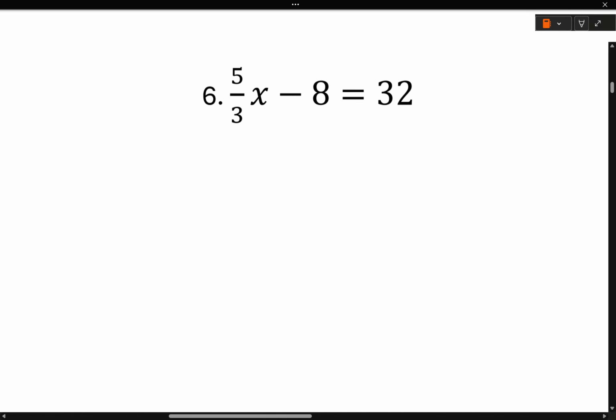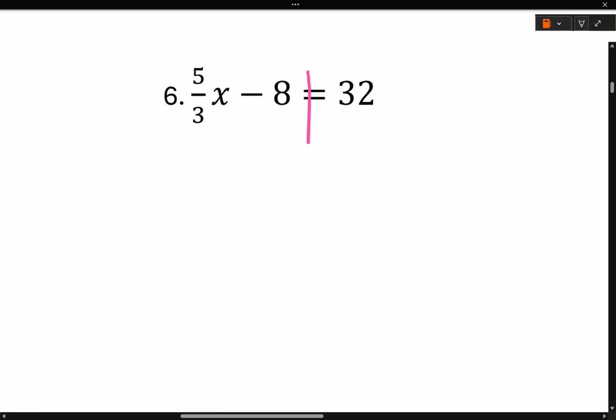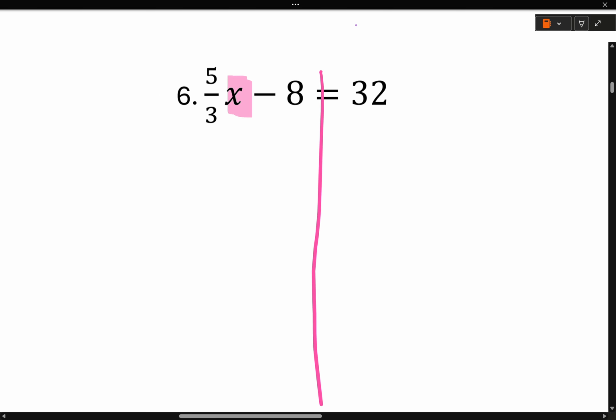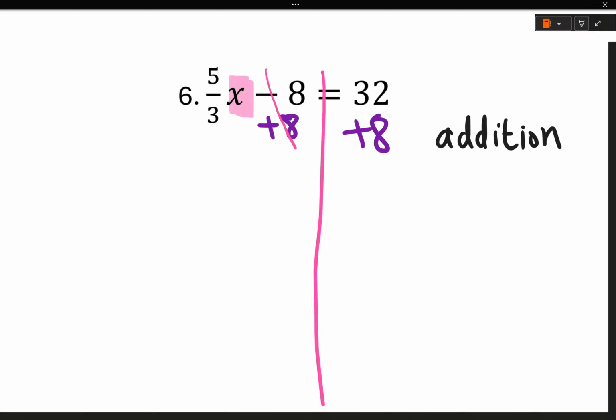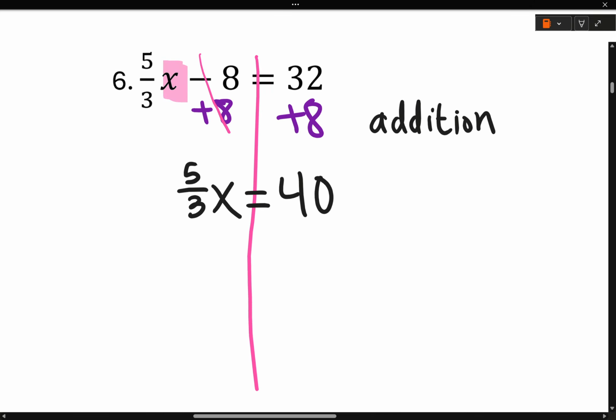Perfect. Number 6. Let's try that fraction again. What do you think your first step should be here? If you thought adding 8, you're right. Let's do it. All right. On the left-hand side, negative 8 plus 8 cancel. I'm left with 5 over 3x equals, and on the right, 40.